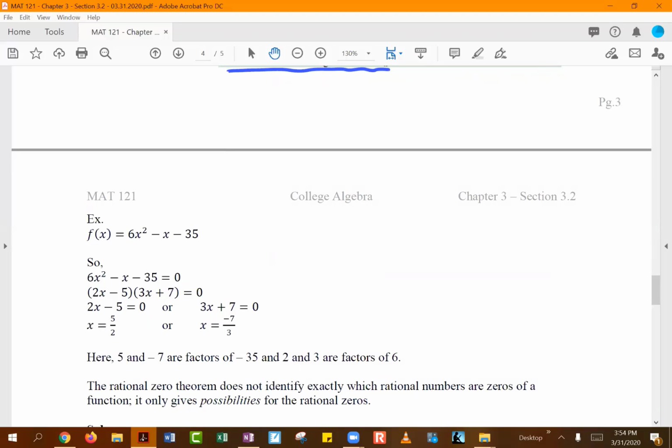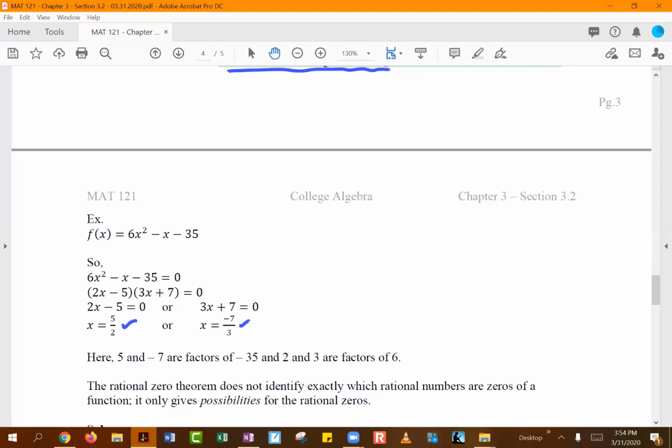So we are given 6x squared minus x minus 35. And you will notice here, they actually just went with factoring. So they took our polynomial expression and factored it into (2x minus 5)(3x plus 7). They're taking each factor and setting it equal to 0. Solving for x, you move 5 to the other side, divide by 2, and you get x equals 5 halves. You get 3x plus 7, so move the 7 to the other side, divide by 3, and you end up getting negative 7 over 3.